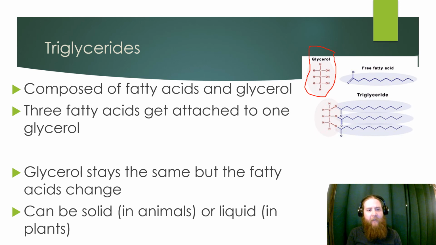So in animals, these usually tend to be solid fats. And in plants, they tend to be liquid fats. So this is why when you get vegetable oil, it's a liquid, versus when you get bacon grease or bacon fat, which turns into a solid at room temperature.